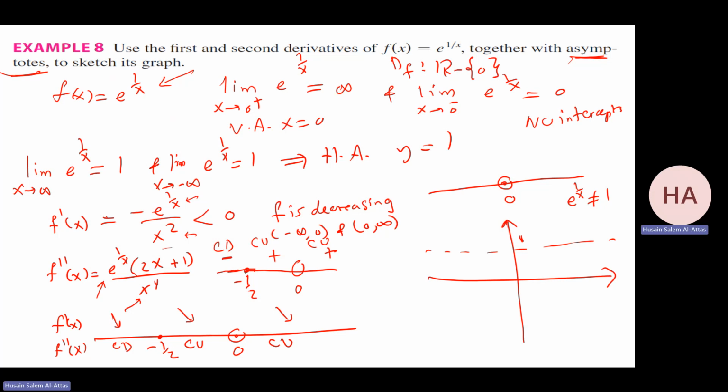Okay, now we'll take a value. The value is 0, and here, decreasing with the change of concavity. So take a value before 0, for example, minus 1. What is f of minus 1? It will be e to the minus 1, which is 1 over e. 1 over e is something less than 1. So the curve will be here.